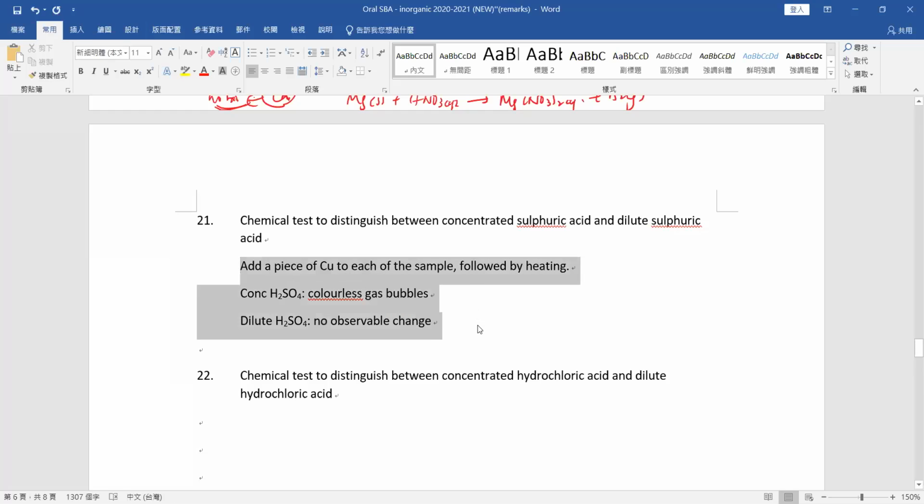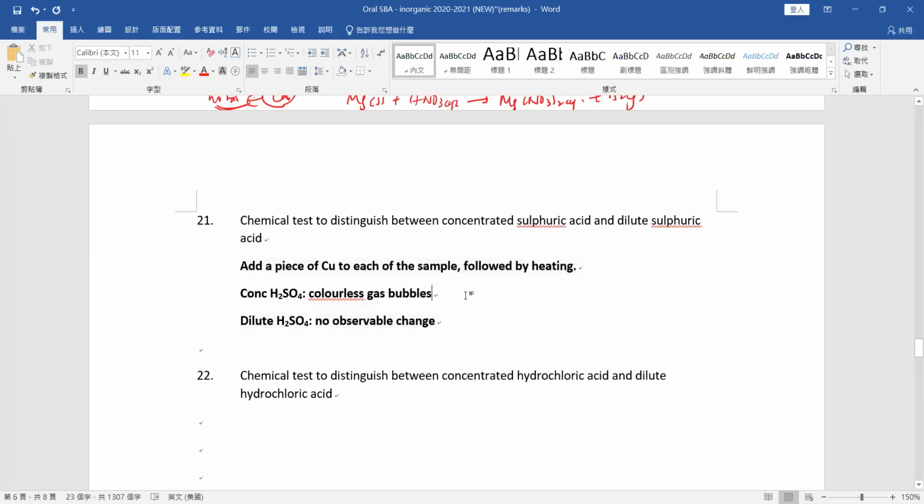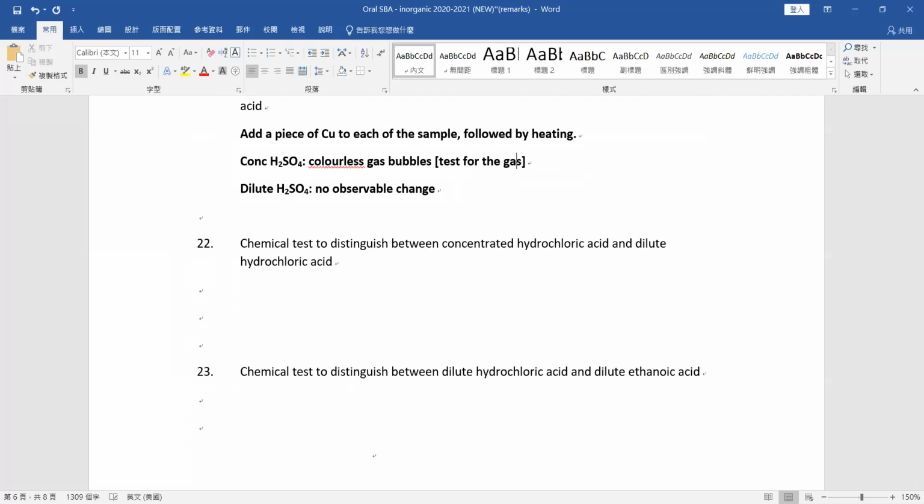How about in the practical sense? Even if somebody repeatedly boils the acid, at that time you will see some sign of reaction. First of all, the piece of copper will turn a little bit black. Second, the so-called colorless gas bubbles are not easily seen until you start to test for the presence of any gas coming out. So in the practical sense, you need to further test for the gas.